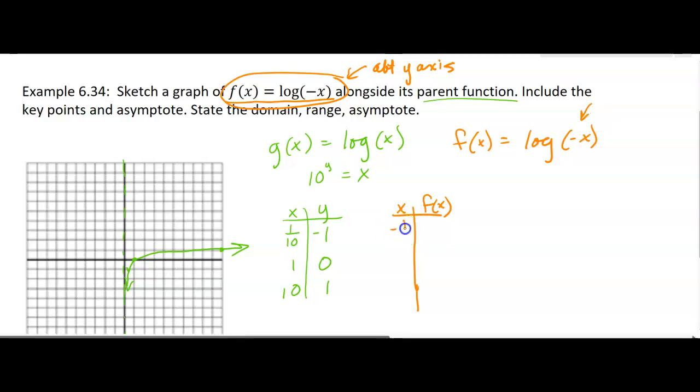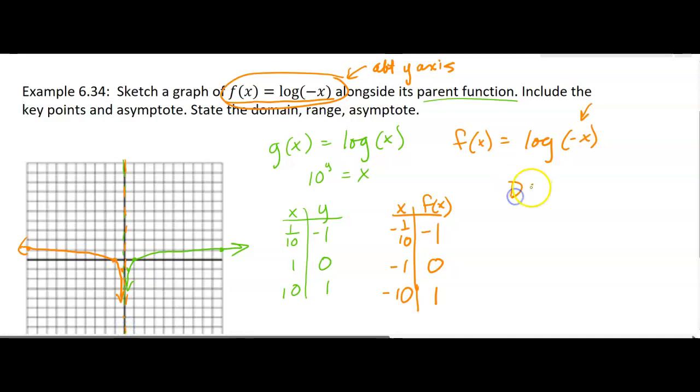So it's going to be like -1/10, -1, and -10. But the outputs are going to be the same. So you can think about that more or watch the other video, but hopefully that works for you. -1/10, -1, and then we have -1, 0, and then we have -10, 1. So it's going to be hard for me to draw. It's looking like that, and it's reflecting about the y-axis, like we said. And so it looks kind of like that.